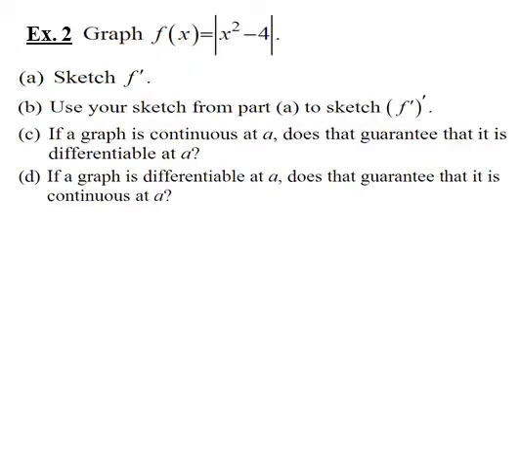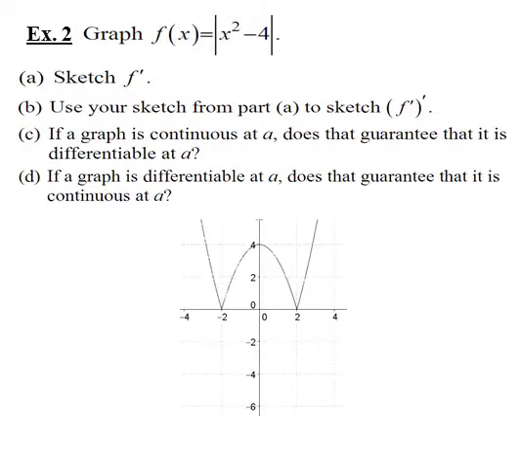In the second example, consider the function f of x equals absolute value of x squared minus 4. This will have the same graph as the parabola y equals x squared minus 4, except that the points on the parabola that have negative y coordinates will become points with positive y coordinates instead. To graph f prime for part A, follow the graph of f from left to right. The slopes are negative, increasing to become slightly less negative, but then the derivative doesn't exist at x equals negative 2 because the graph has a cusp there.